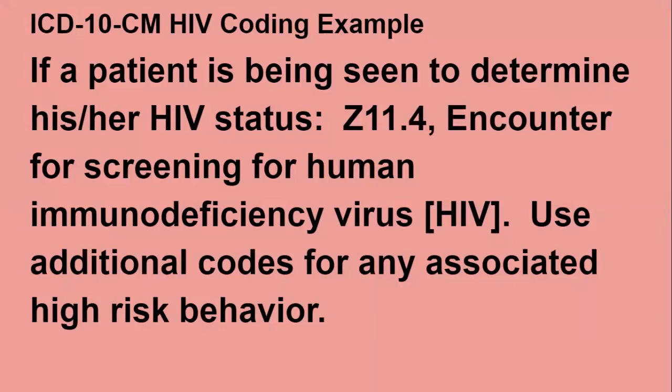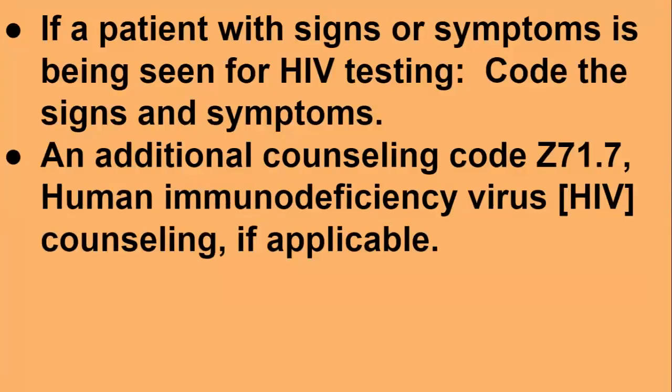If a patient is being seen to determine his or her HIV status, Z11.4, encounter for screening for human immunodeficiency virus. Use additional codes for any associated high-risk behavior. And if you'll remember, we listed those on a slide previously. If a patient with signs or symptoms is being seen for HIV testing, code the signs and the symptoms. An additional counseling code, Z71.7, HIV counseling if applicable.